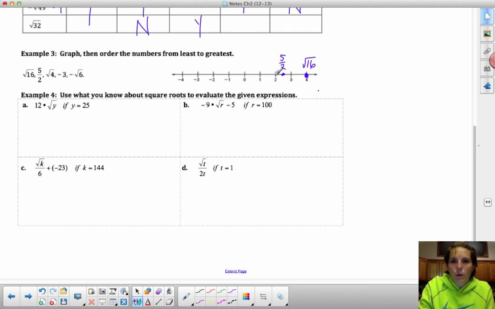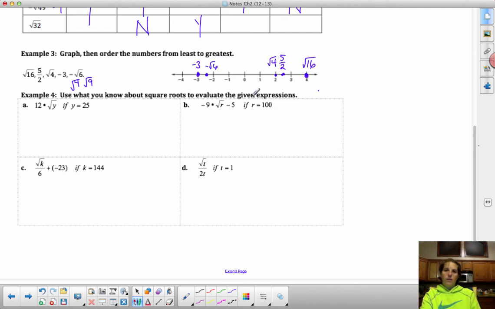The square root of 4 is here, right? Square root of 4 is 2. A negative 3 is down here. And the negative of a square root of 6. So the square root of 6, 6 is in between 9 and 4. So in between the square root of 4 and the square root of 9. So in between negative 2 and negative 3 is where that value will fall. Negative the square root of 6.